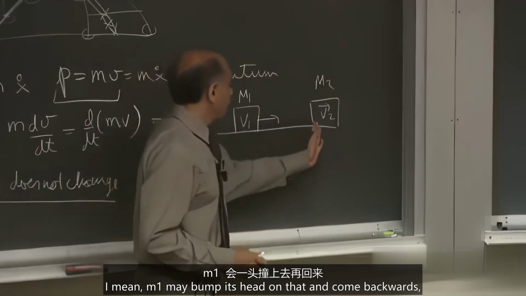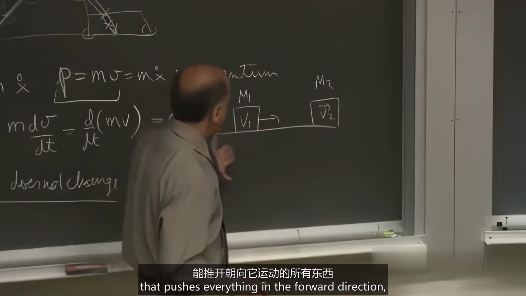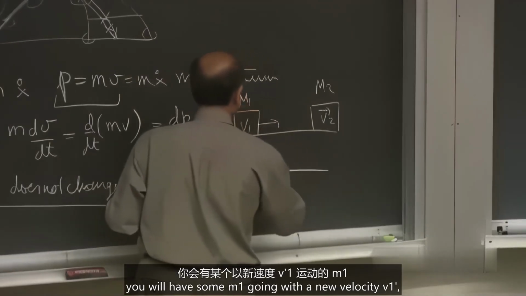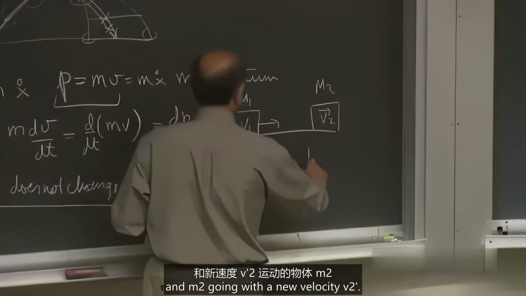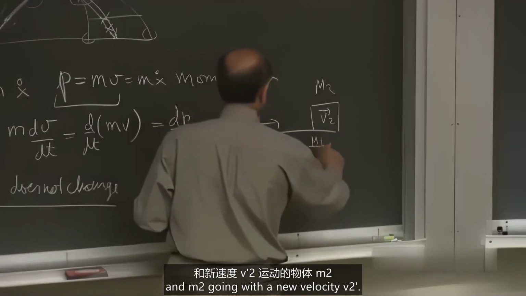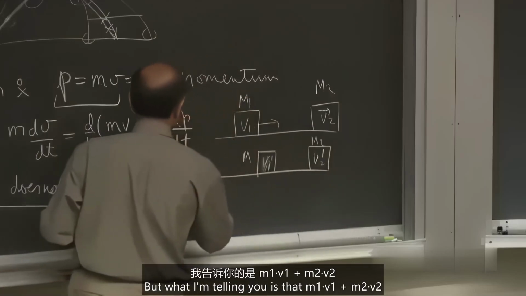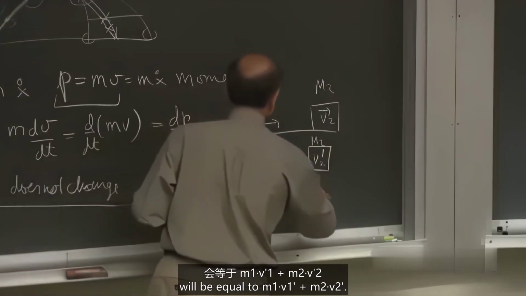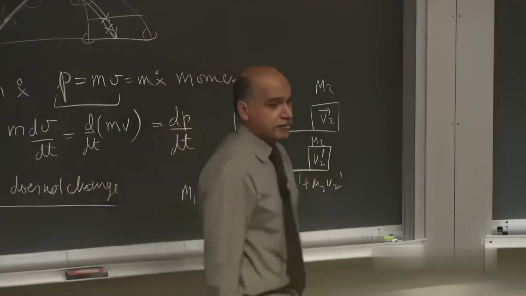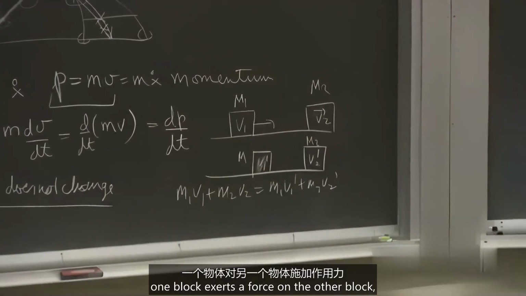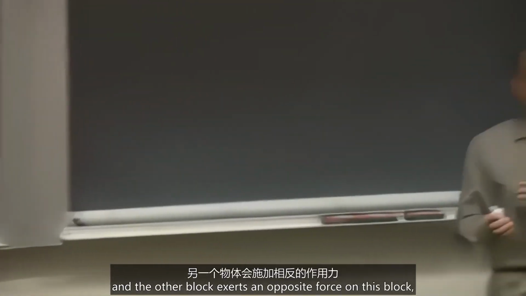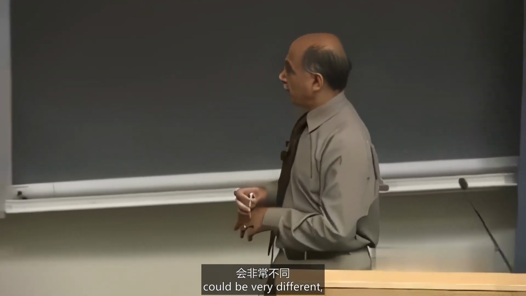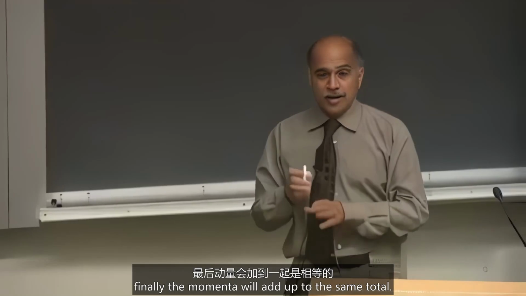I mean, m1 may bump its head on that and come backwards, or it could be a heavy object that pushes everything in the forward direction. At the end of the day, you will have some m1 going with a new velocity v1 prime, and m2 going with a new velocity v2 prime. What I'm telling you is that m1 v1 plus m2 v2 will be equal to m1 v1 prime plus m2 v2 prime. In a collision, of course, one block exerts a force on the other block, and the other block exerts an opposite force on this block. That's the reason why, even though individually their momenta could be very different, finally the momenta will add up to the same total.